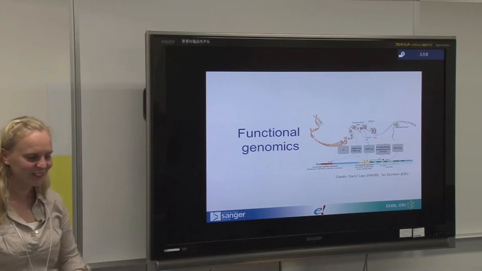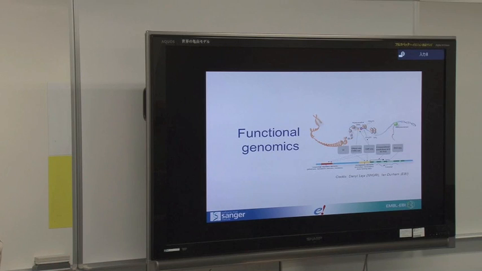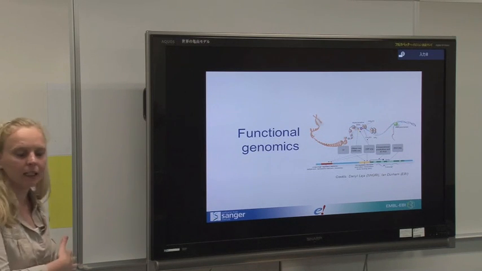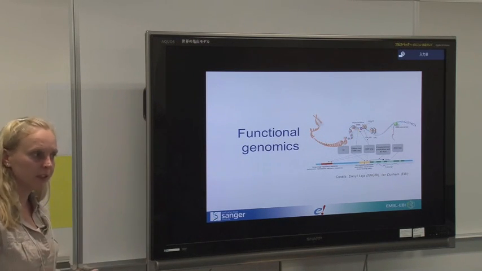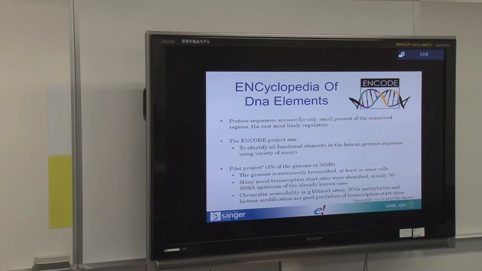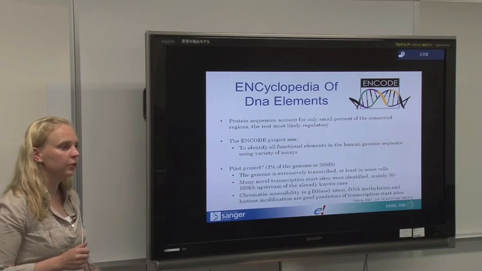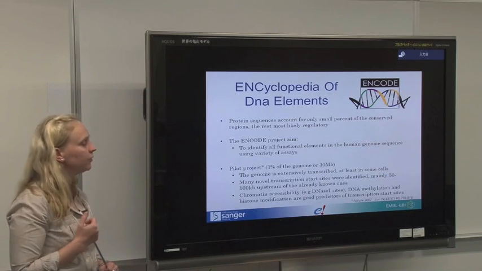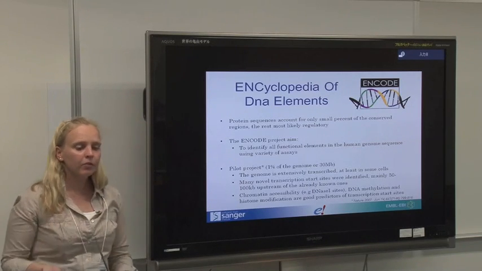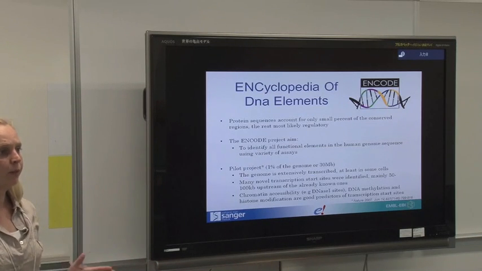It's a very brief one, and it's brief not because it's not important, but because these data are the newest ones, and we don't really know everything about them as yet. So functional genomics data, or regulatory data, come mostly from a project called ENCODE. You probably heard of it. ENCODE stands for the Encyclopedia of DNA Elements. The aim of this project is to map all the regulatory elements in the human genome.